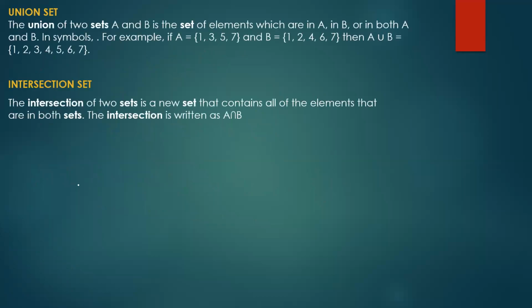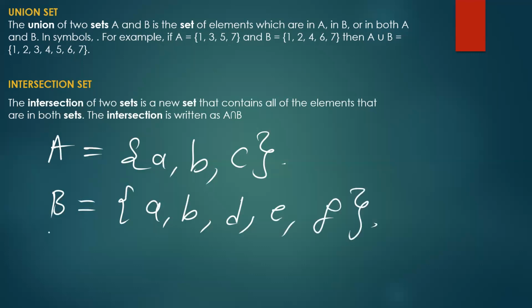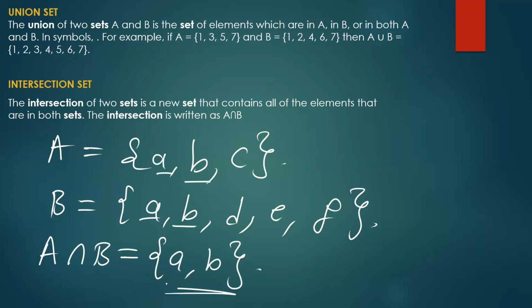Intersection set is simply finding the common elements between 2 sets. You can have set A being equal to A, B, C, and then you have set B being equal to A, B, D, E, F. So A intersection B is simply the elements that are common. You just check and get the elements that are the same in these 2 sets. So we have A there, you write your A. You have B there, you write your B there. So this is the intersection, because these are the only 2 elements that are present in both sets.